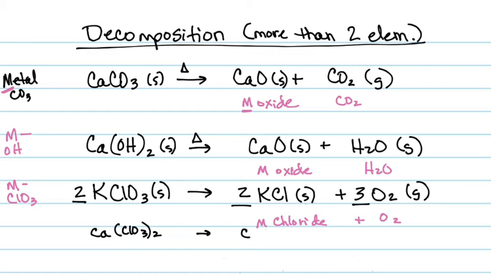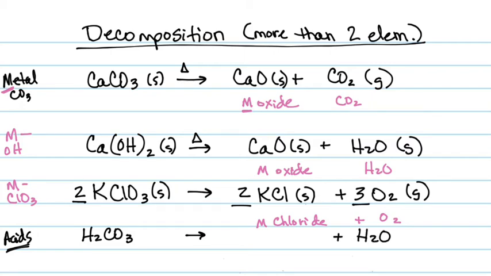And we're going to do one more type. How about the decomposition of acids? So for our acids, if you are decomposing those, here's one example. H2CO3 is carbonic acid. That would be in its aqueous phase. Carbonic acid would break down into a substance and water. So water is going to be produced and one other substance.